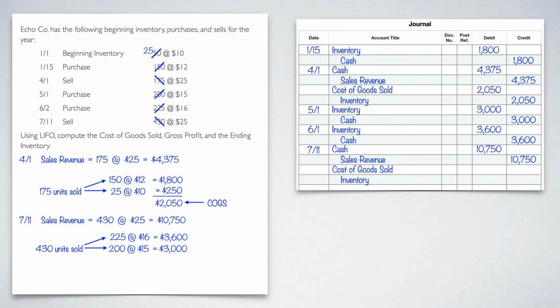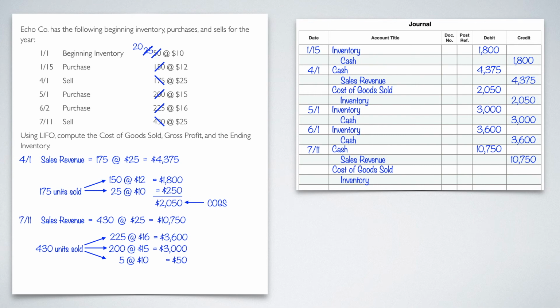Now currently we're sitting at 425. We have not hit 430 yet, so we still need to pull 5 more. And the only place we can pull 5 more is all the way from the beginning inventory. So I'm going to pull 5 of those. So 5 at $10 a piece, that's going to give me $50. Put a little slash mark through that 25 that we have at the top, because we don't have 25 anymore. We have 20 now. So again, I left myself that little note that says, hey, don't forget we still have 20 of the beginning inventory.